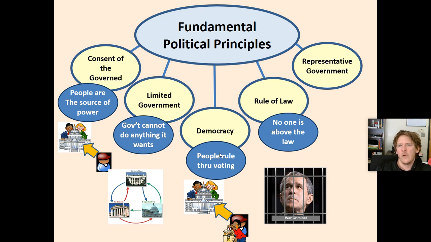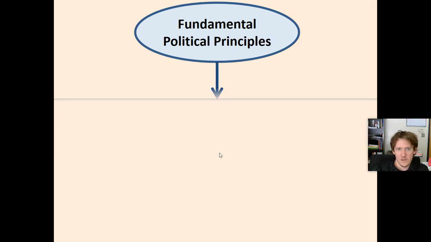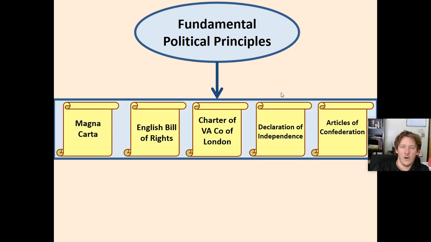And then last, representative government. This is just a way to make our country function. It doesn't make sense to have people voting for every single issue every single day. So we pick a representative to represent us and vote for us. Those are the fundamental political principles. We take all these ideas, put them together, and then they are written down in these 5 significant documents.